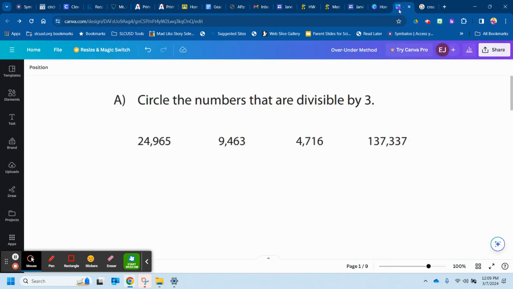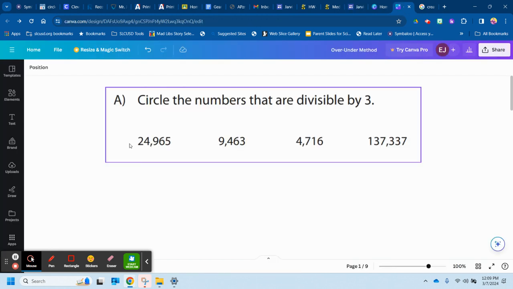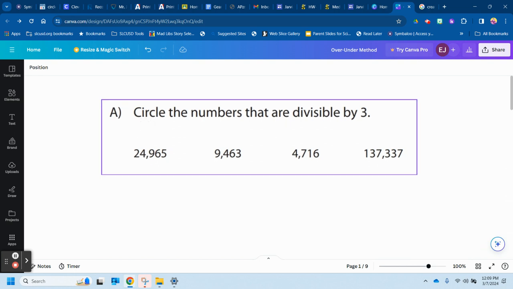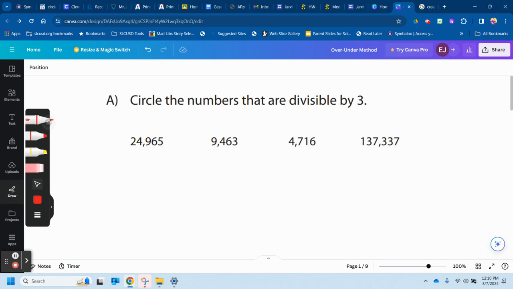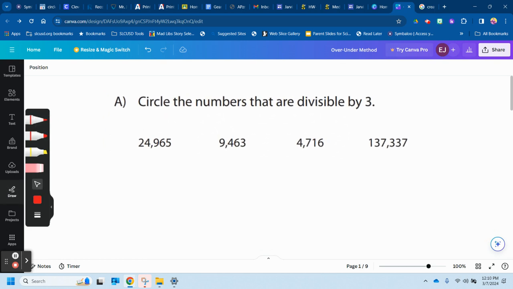So if you add up the digits I'm pointing at, 2 plus 4 plus 9 plus 6 plus 5, you get 26. If the sum of the digits, 26, is divisible by 3, this number is also divisible by 3. Is 26 divisible by 3, though? I can get 24, I can get 21.